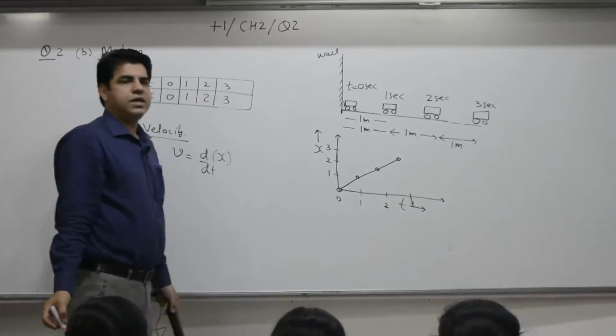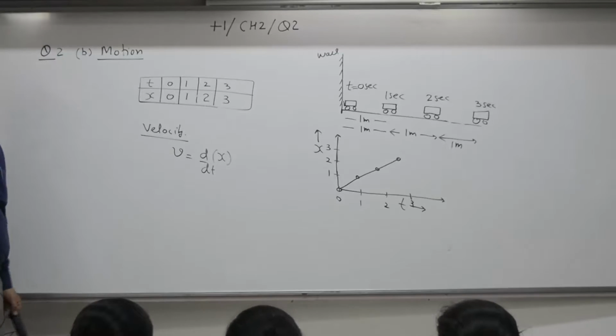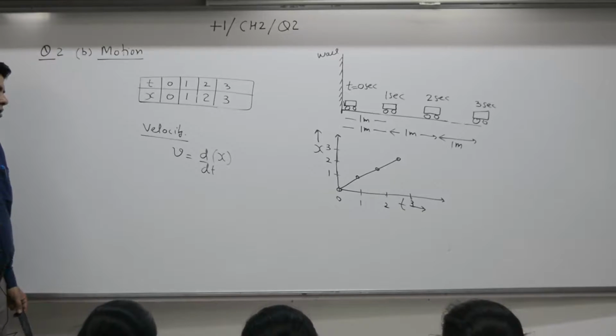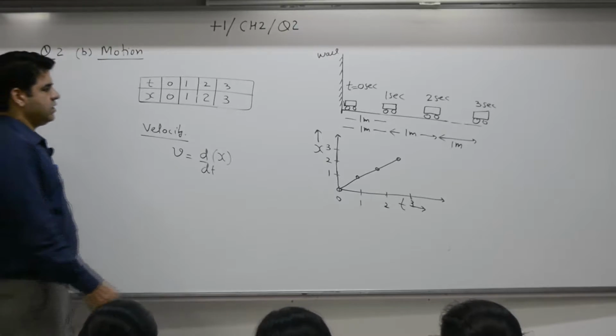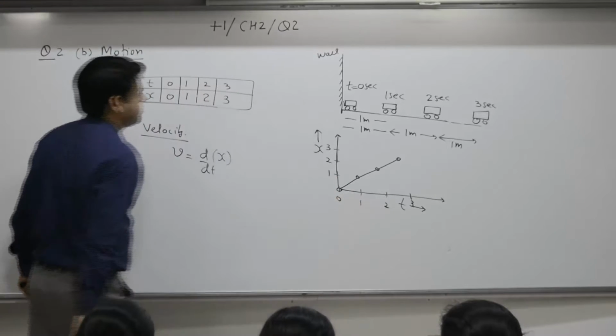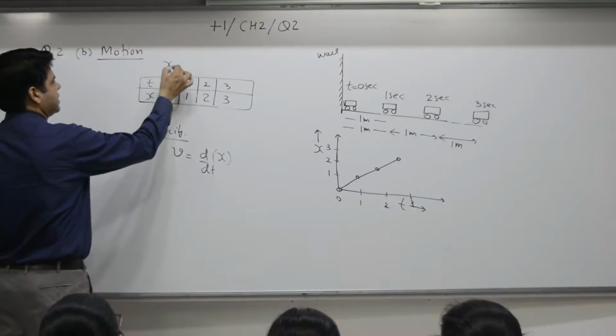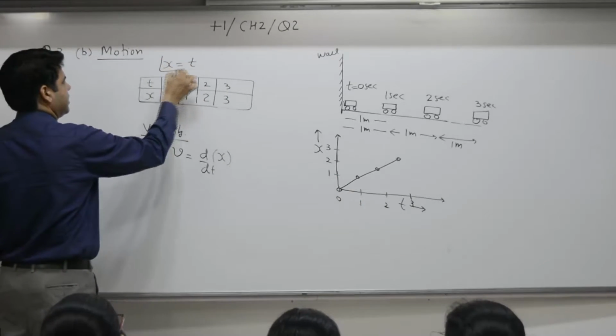So it is a straight line passing through origin. What is the equation for this? Anyone? X and t relationship. X is equal to t.